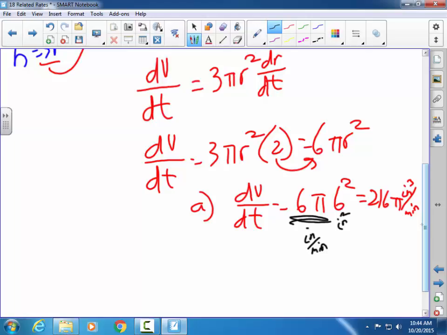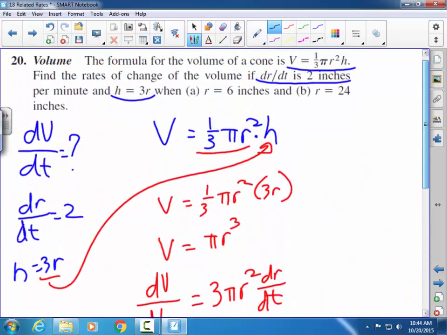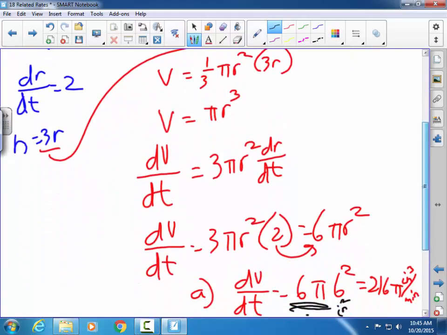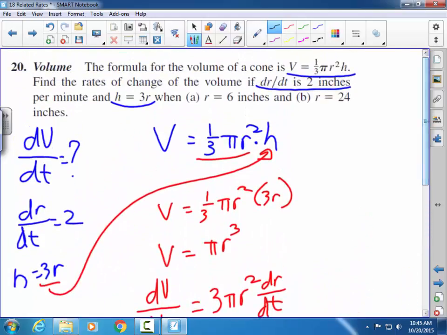Part B's not terribly difficult, is it? We're just going to put, instead of 6 squared in there, 24 squared in there. And we just get a much bigger number. Okay? Comfortable? Is that too hard?